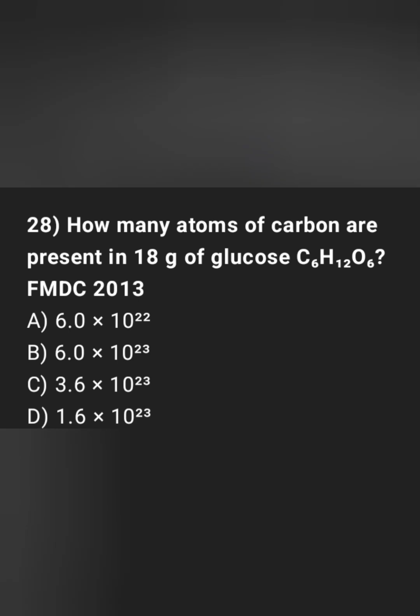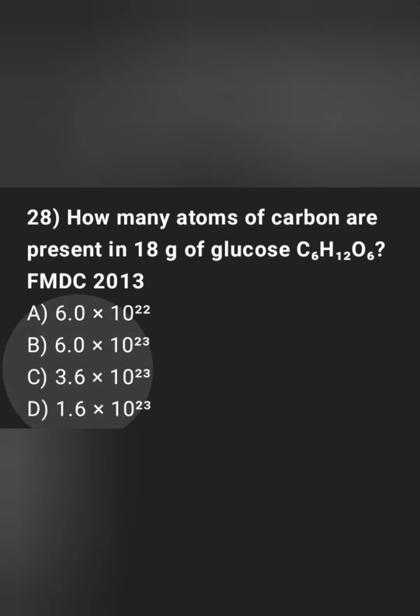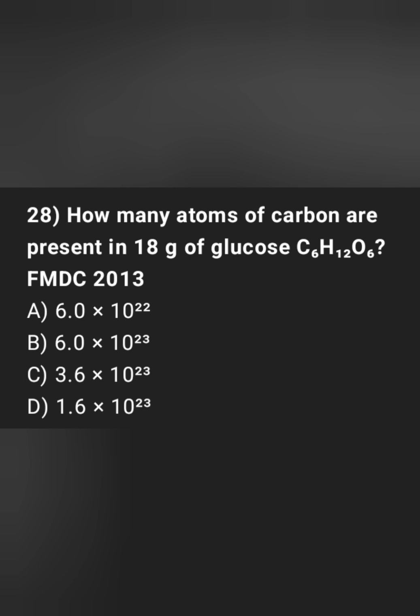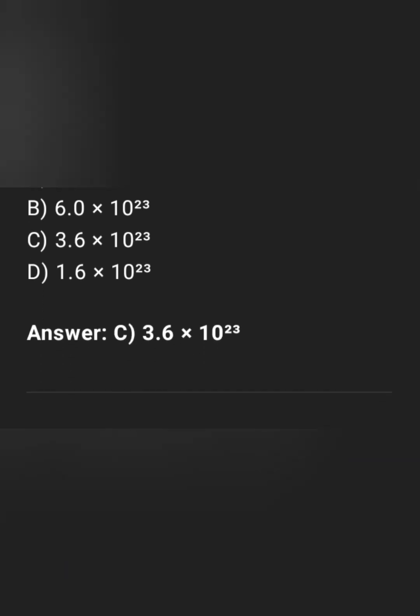28. How many atoms of carbon are present in 18 grams of glucose, FMDC 2013? A. 6.0 times 10 to the power 22, B. 6.0 times 10 to the power 23, C. 3.6 times 10 to the power 23, D. 1.6 times 10 to the power 23. Answer: C. 3.6 times 10 to the power 23.